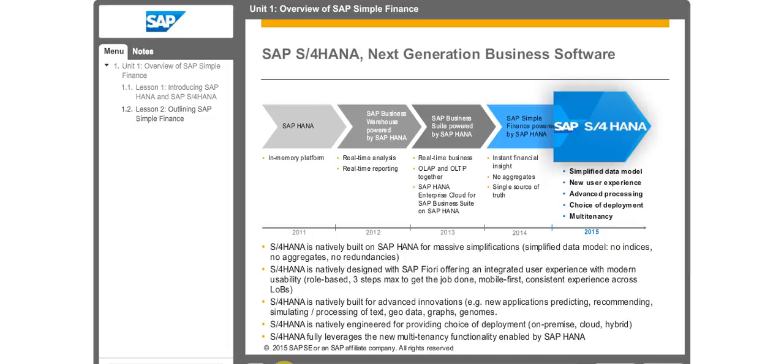SAP S/4HANA is natively built for advanced innovations. It inherently supports new applications for predicting, recommending, simulating, processing texts, geodata, and many more. SAP S/4HANA is natively engineered for providing a choice of deployment either on-premise, on the cloud, or through a hybrid approach. Finally, SAP S/4HANA fully leverages the new multi-tenancy functionality enabled by SAP HANA for the Cloud Edition.